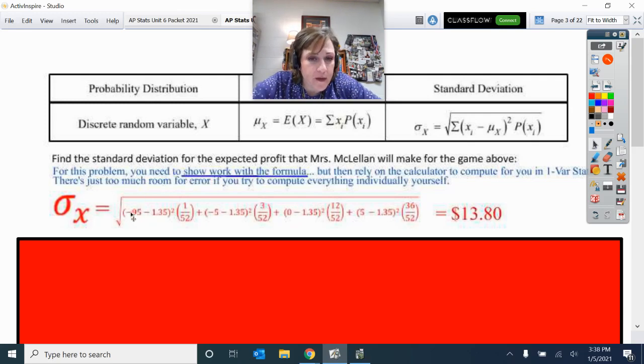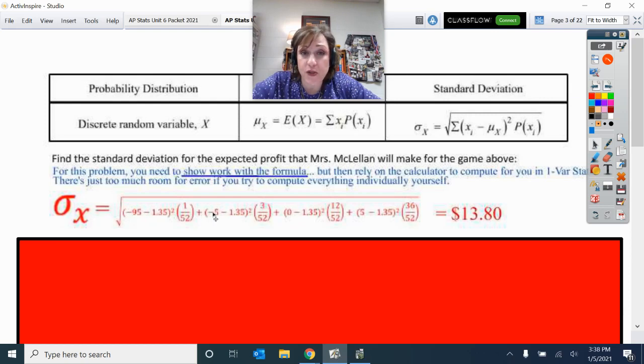All right, here we go. So there's my first one. Remember, I have to pay out $95. So I lose 95 minus the mean, and the mean was $1.35, quantity squared times its probability, which was 1 over 52. Okay, sum it up with the next one.